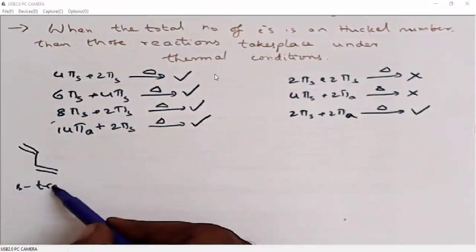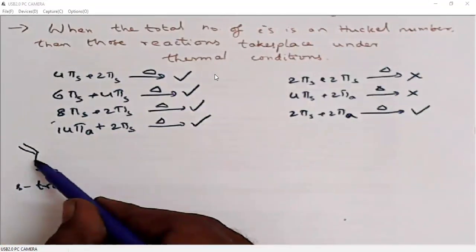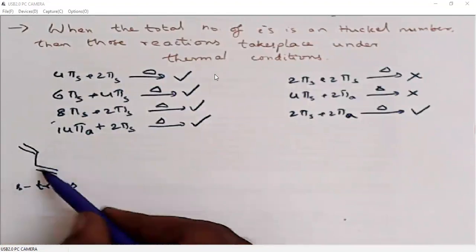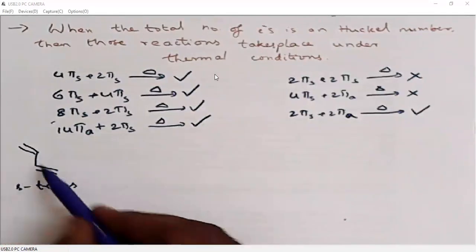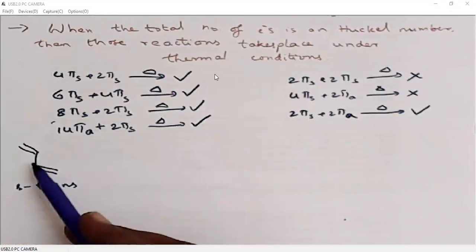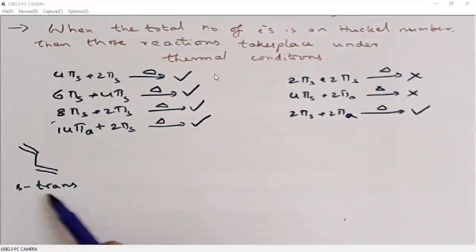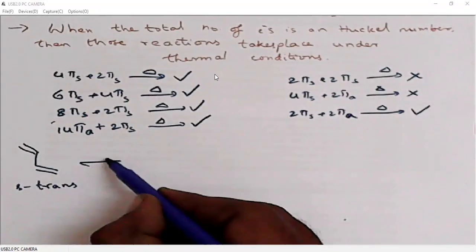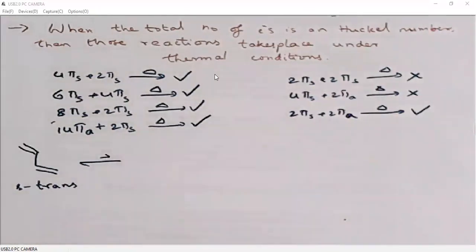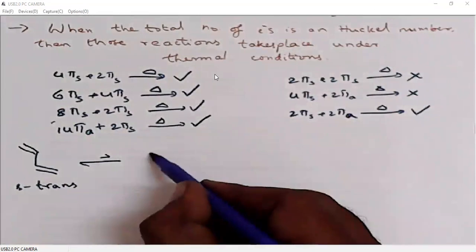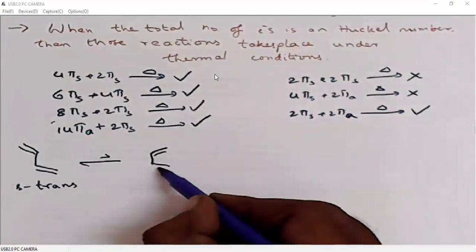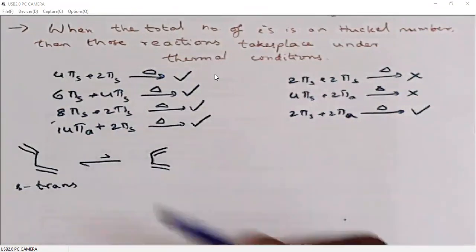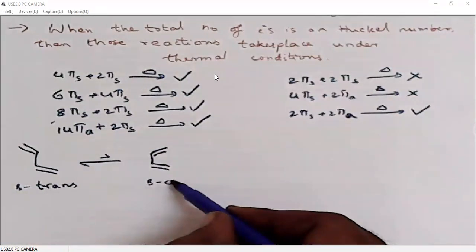What is S? S is the single bond. This is the single bond. Trans, because the two groups are opposite to each other around this single bond. This is called S trans. So if you want to have a pericyclic cycloaddition reaction, S trans will not be involved in Diels-Alder reaction, whereas a Diels-Alder reaction is only possible with S cis.